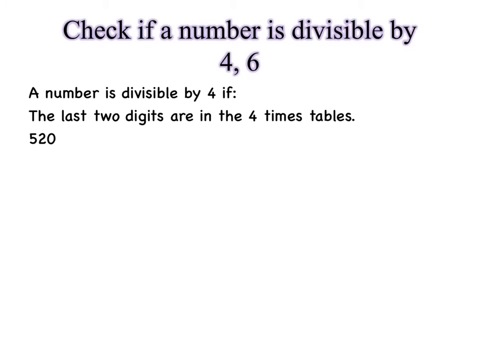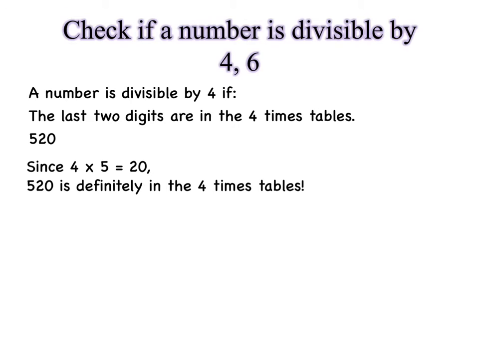So if I take 520, if I just look at 20, then 20 is actually 4 times 5. So that means 20 is in the 4 times tables. And therefore the entire number of 520 will definitely be in the 4 times tables.